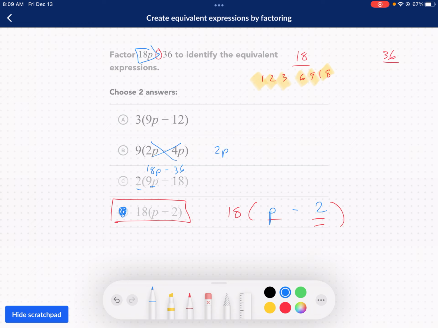Number one, you can do 2p minus 4p, and you can get negative 2p there, and then you're going to multiply that by 9. You get negative 18p. It doesn't even have two terms, so that one's wrong. Then this one, if you multiply that, you get 27p, so that one's wrong also. So this one's C and D.